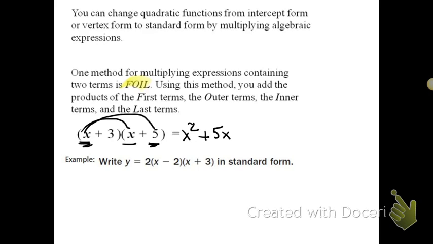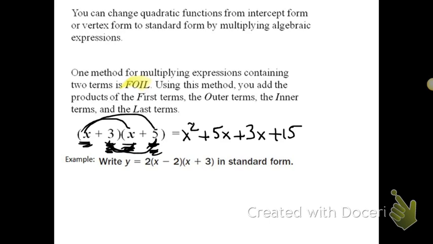And now I'm going to multiply the inner terms, which would be this guy and this guy. If I multiply these together, I'd get positive 3x. And now I'm ready to multiply my last terms. That would be the 3 and the 5. So I'm going to do 3 times 5 and get positive 15.